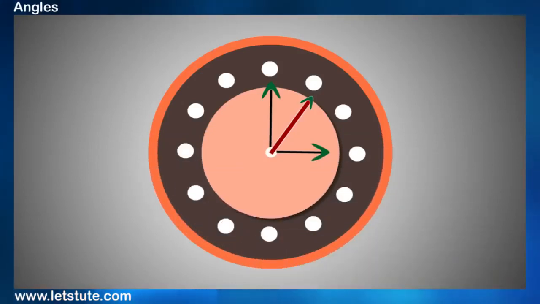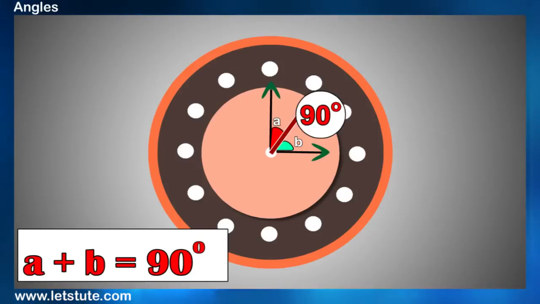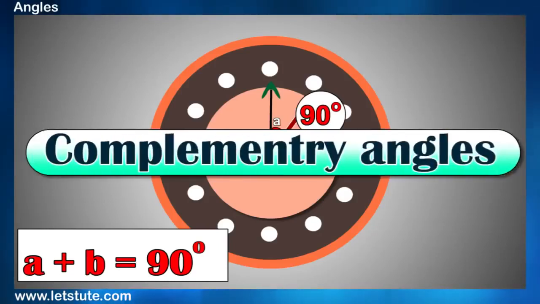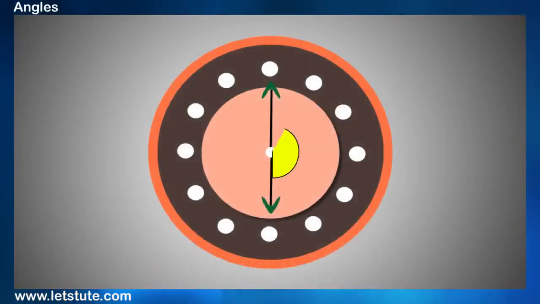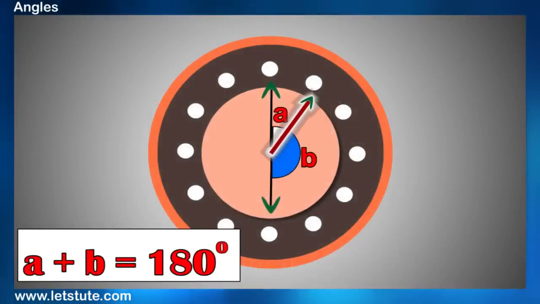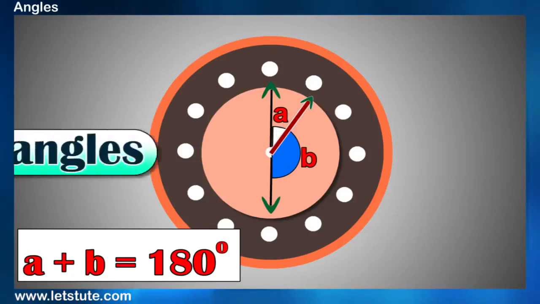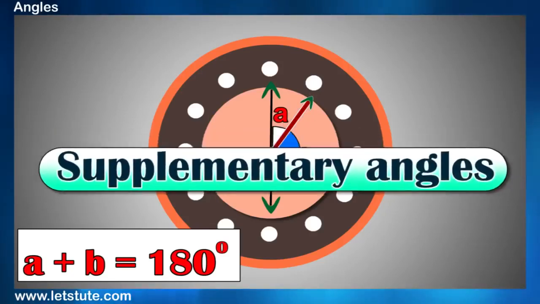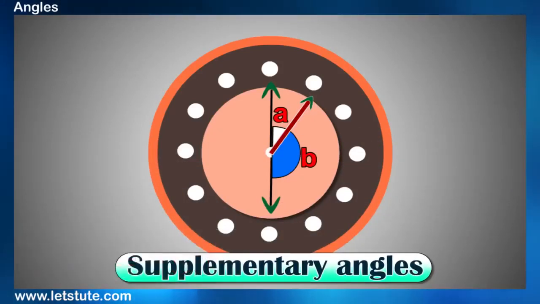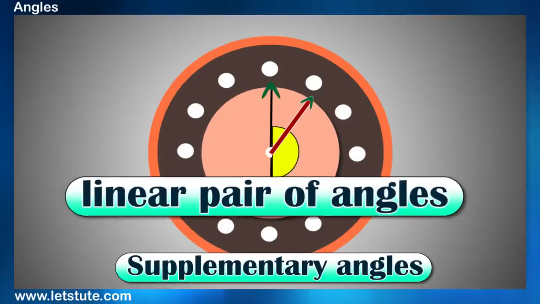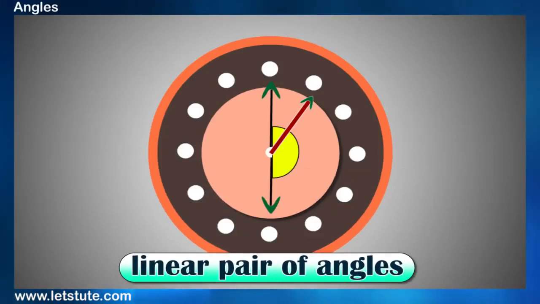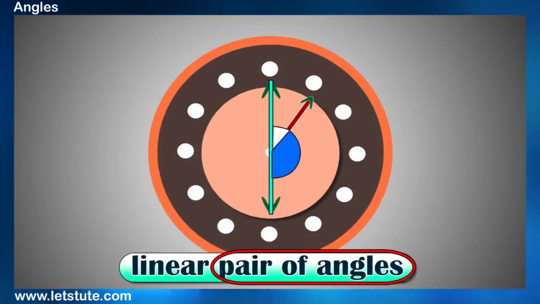Now when the addition of these adjacent angles is 90 degrees, these angles are called complementary angles. And when a straight line angle is cut by another ray, these angles are called supplementary angles. Well, supplementary angles are also called a linear pair of angles. Linear because they lie on a straight line, and there are two angles, hence a pair.